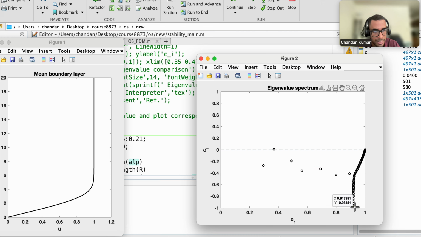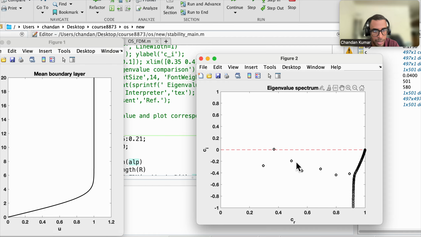And you can see that there are eigenvalues that are very continuous. So these are called the continuous spectrum of eigenvalues, and then we have some discrete eigenvalues over here standing apart from this continuous spectrum.